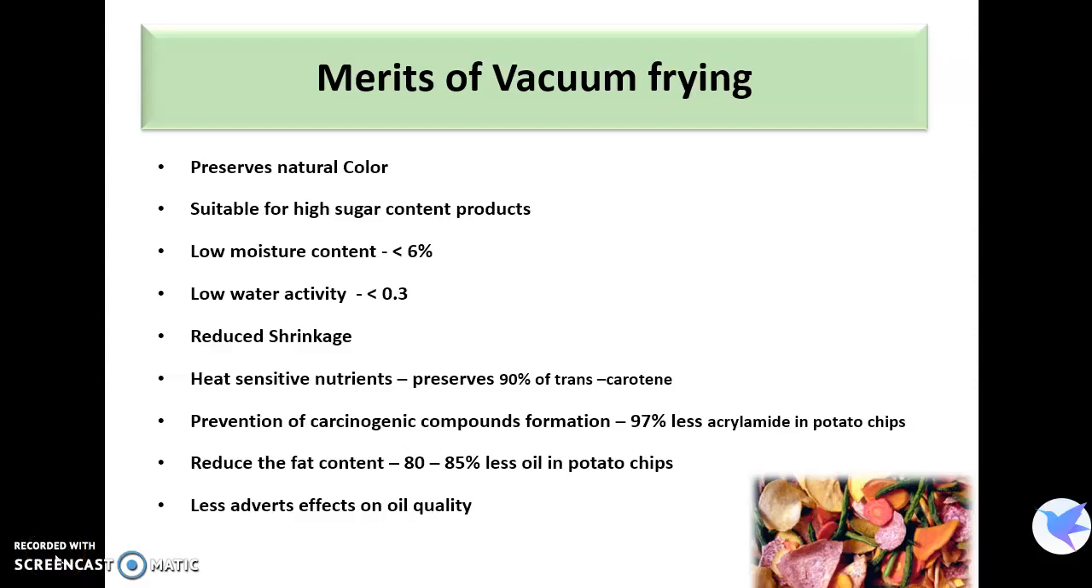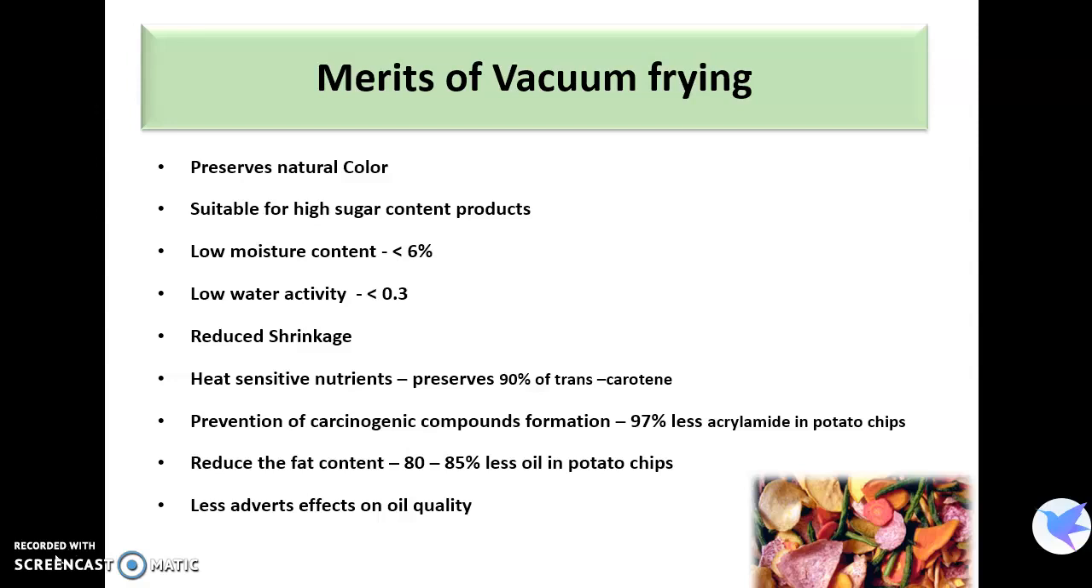Here are advantages of vacuum frying. The color of the food is well preserved, hence this method is suitable for production of high sugar content products. Low moisture content and low water activity of the food can be achieved, hence longer shelf life of food is produced. Moreover, the shape and the heat-sensitive nutrient can be retained.